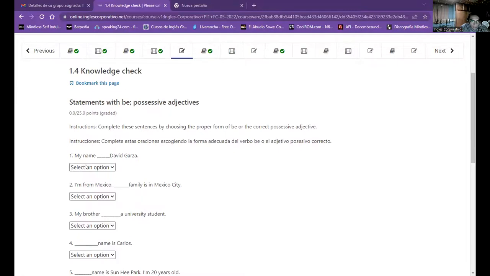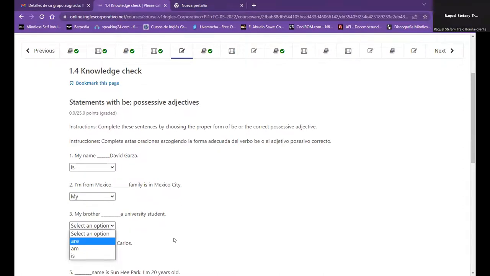What's the best option for this? My name is. Is everybody in agreement with this? Yes. I am from Mexico. My family. My brother is a university student.